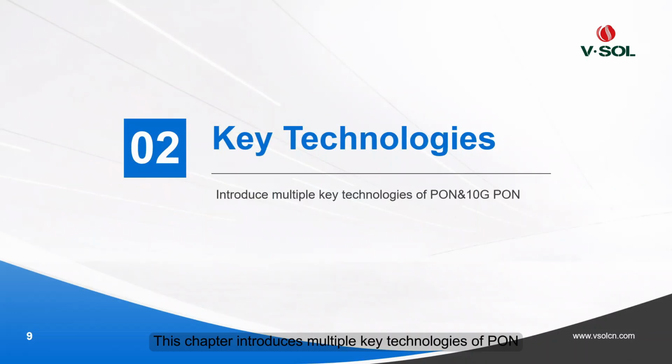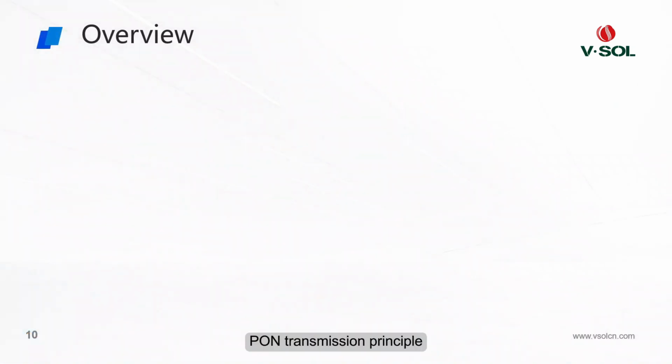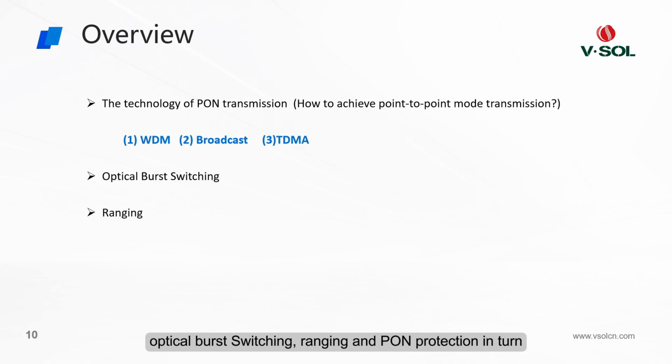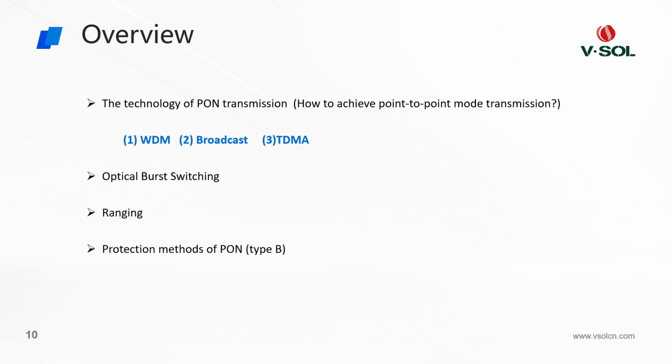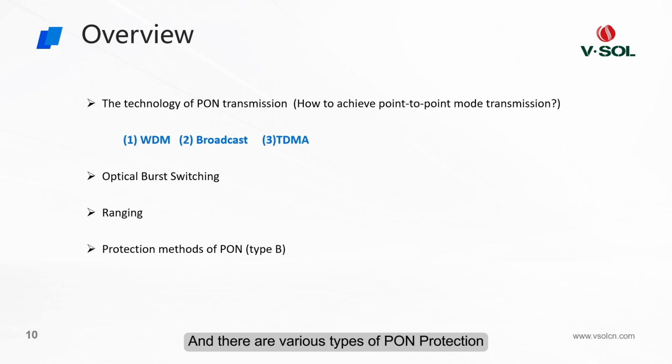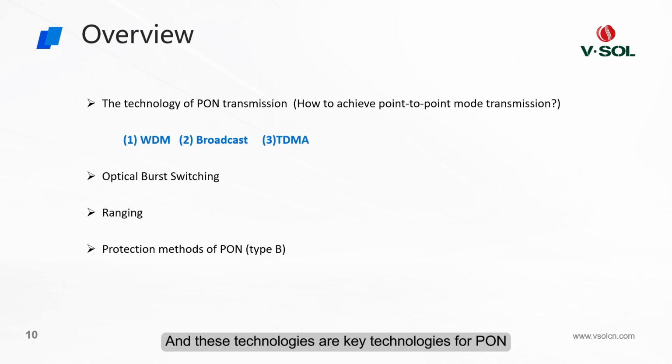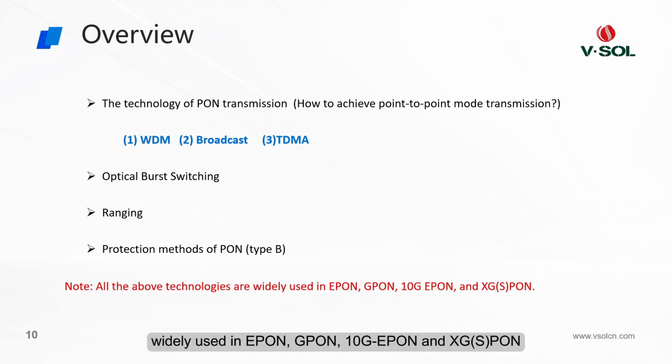This chapter introduces multiple key technologies of PON: PON transmission principle, optical burst switching, ranging, and PON protection in turn. And there are various types of PON protection. Only Type B is introduced here. And these technologies are key technologies for PON, widely used in EPON, GPON, 10G PON, and XGS-PON.